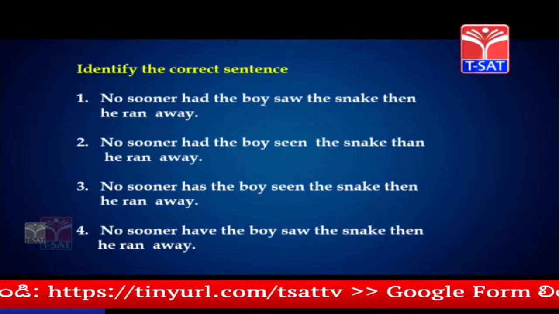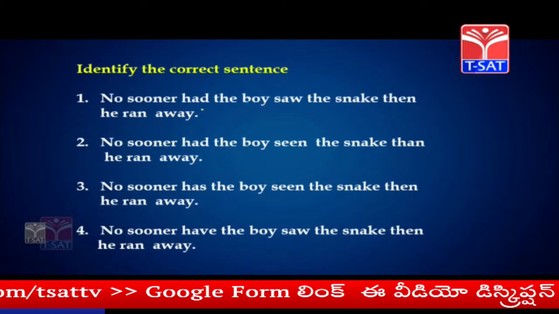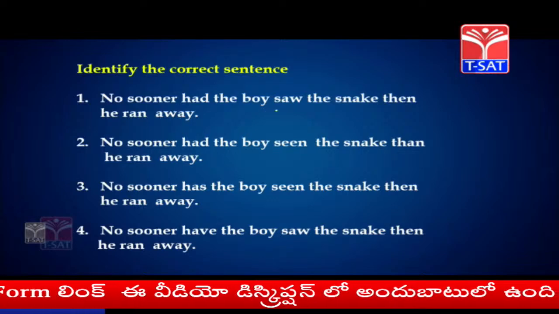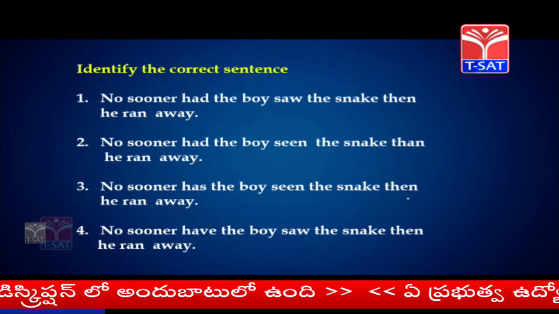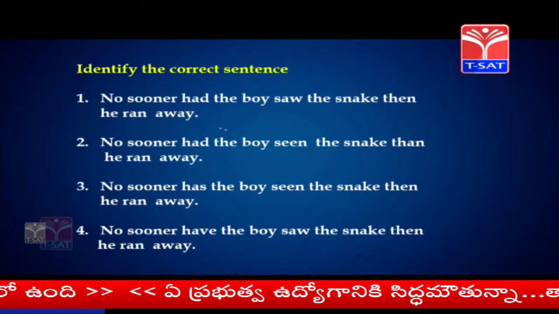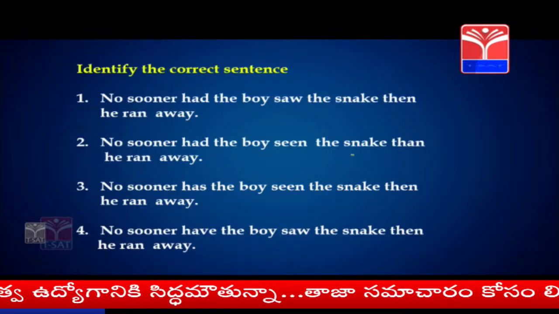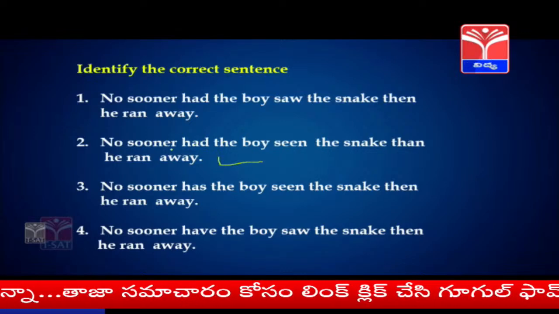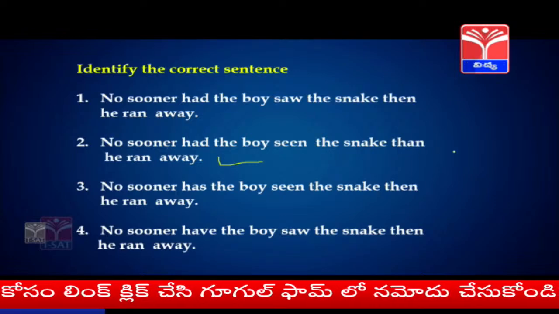So, no sooner had the boy saw the snake. You can see here had, saw, there is no agreement. It should be had seen. So, you can clearly say that and then you can eliminate 3 and 4. Now, if you see 1 and 2, no sooner had the boy saw, no sooner had the boy seen. So, here the second one is the better one, is the right one. It fulfills the rule using the structure no sooner and than. Let us move to the next one.